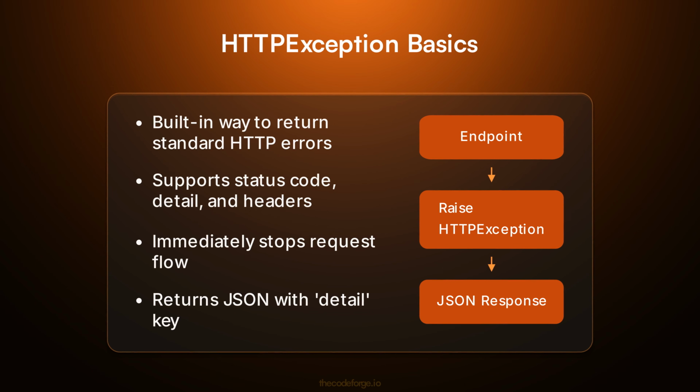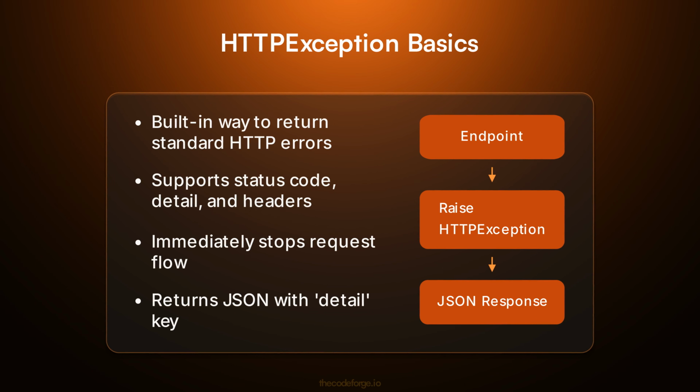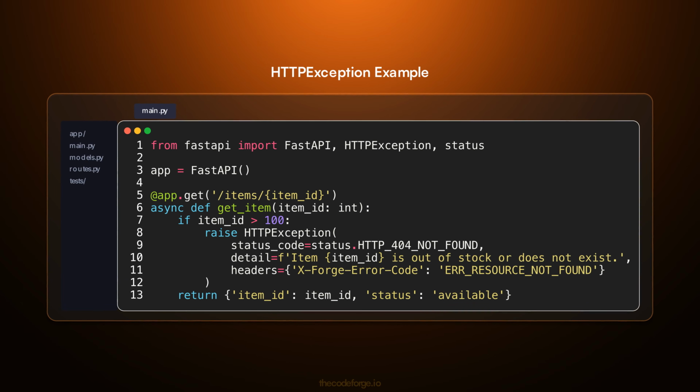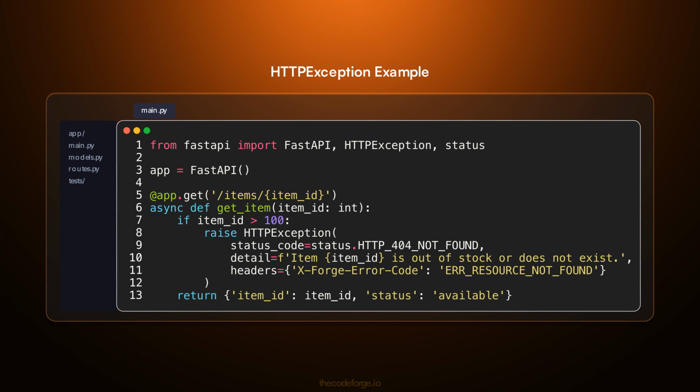HTTPException is your first line of defense. You raise it with a status code and detail message, and FastAPI automatically converts it to a JSON response. You can also pass headers for machine-readable error codes. Here we raise HTTPException with a 404 status, a detail message, and a custom header. The header lets front-end code classify the error without parsing the detail string.